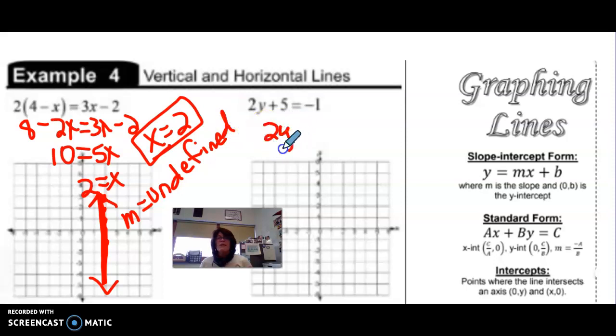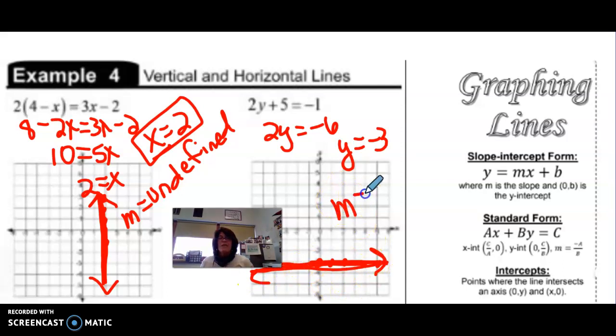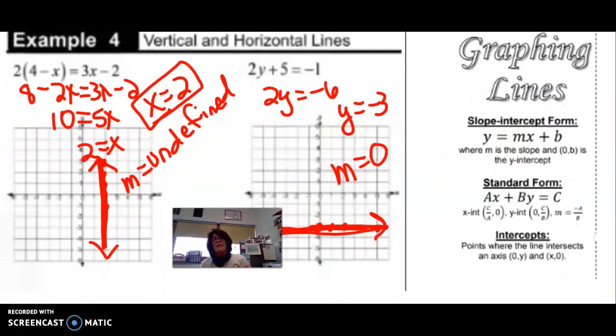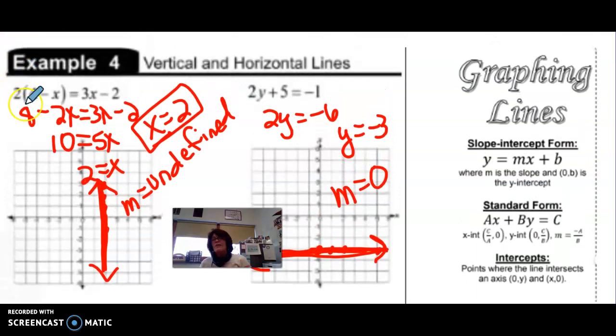Similarly, with this one, I get 2y is negative 6, y is negative 3. That means the y coordinate is always negative 3. 1, negative 3, 2, negative 3, 10, negative 3, whatever. I get this horizontal line. Sorry, you can draw a better one. I'm running out of time. So horizontal line, the slope is 0. Okay? And here's a little hint on all the different ways to graph, etc. All right, good luck with the homework, and I'll see you in class.